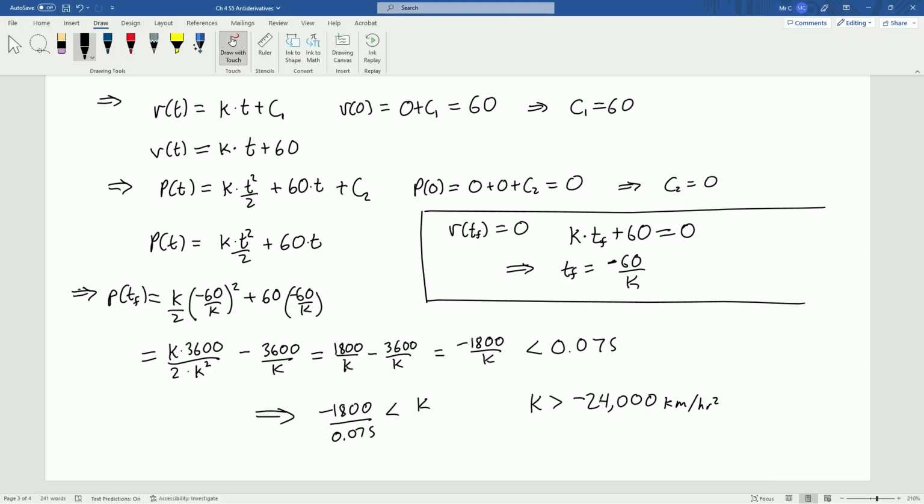Now that seems like a really extreme number for acceleration, but keep in mind, most of our acceleration numbers are measured on much smaller scales. If we converted this to meters per second squared, it wouldn't seem quite as extreme.